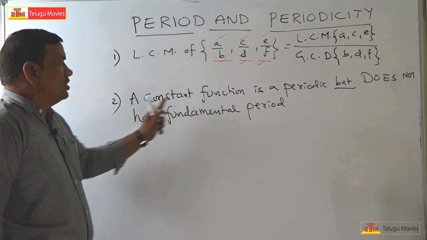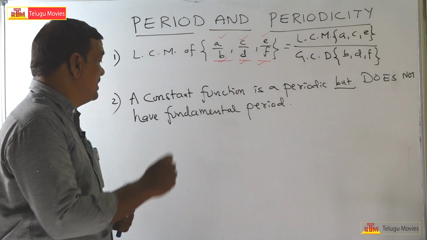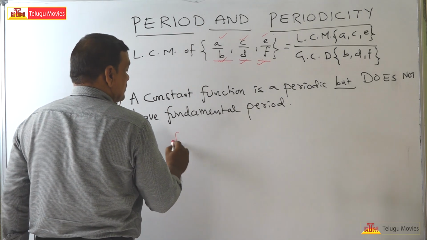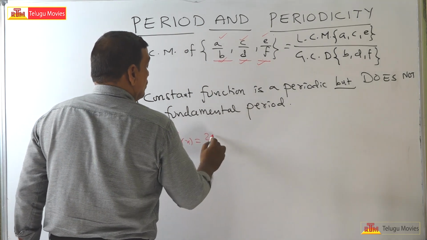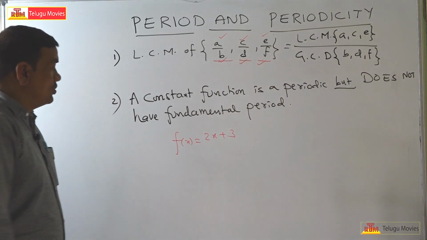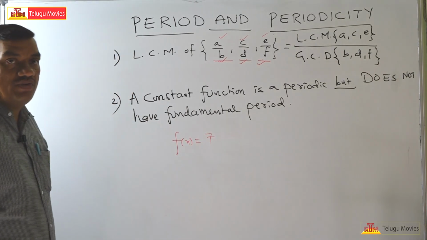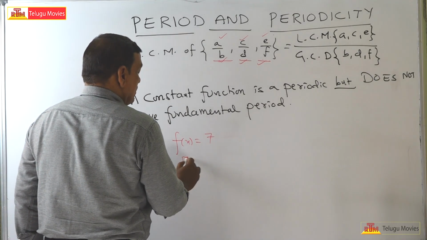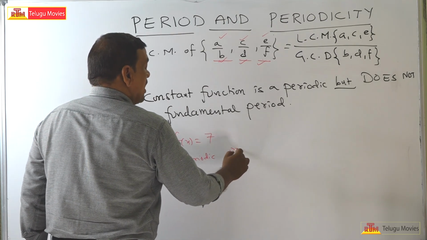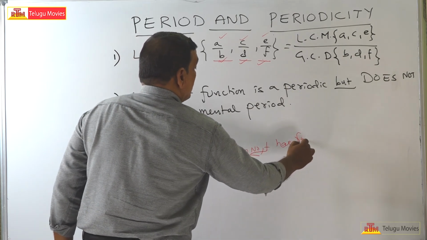Next one: a constant function is periodic. A constant function is periodic, but it does not have a fundamental period. For example, take a constant function, f of x is equal to 7. It is a constant function. It is periodic, but does not have any fundamental period.